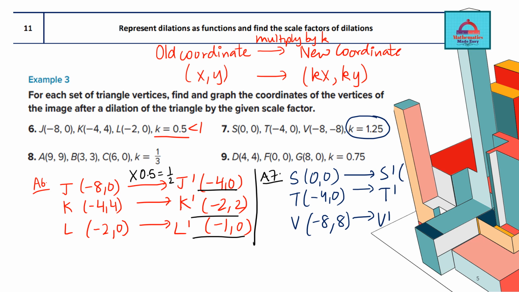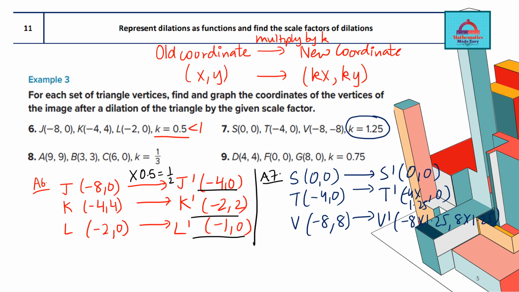So any number multiplied to 0 is 0 only. So this is not going to change. Similarly, this 0 is not going to change. Only 4 is going to be changed. So minus 4 will be multiplied with 1.25. Similarly, minus 8 will be multiplied with 1.25 and 8 will be multiplied with 1.25. So this is how you will get your answer.